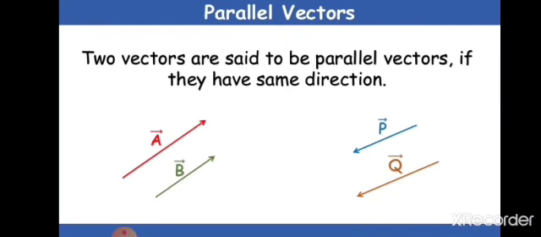So in the example we can observe vector A and vector B. These are two vectors, they are parallel to each other and they are moving in the same direction. Such vectors are called parallel vectors. Another example, we can observe vector P and vector Q. These two vectors are moving in the same direction. They are parallel to each other.